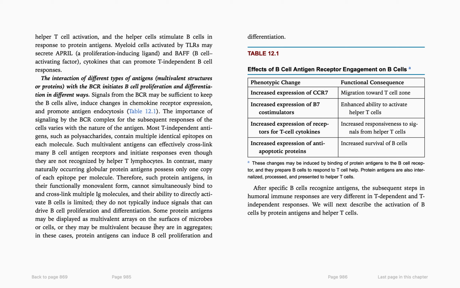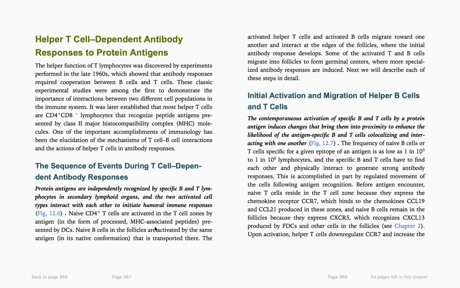After specific B cells recognize antigen, the subsequent step, the humoral immune response, is very different in T-dependent and T-independent responses. We will next describe the activation of B cells by protein antigen and helper T cells. Helper T cell dependent antibody response to protein antigen.